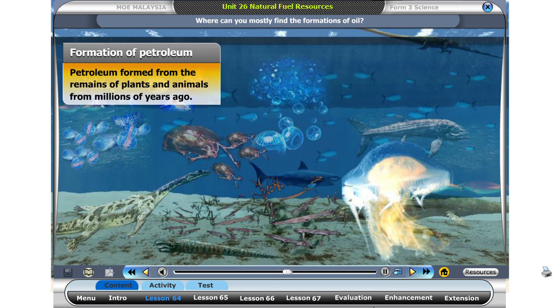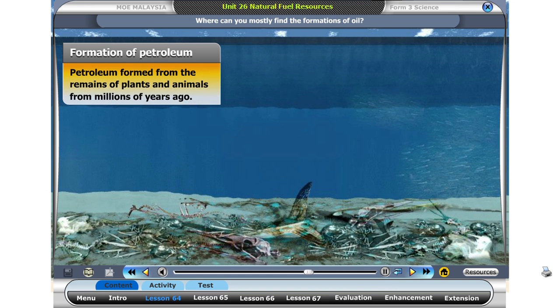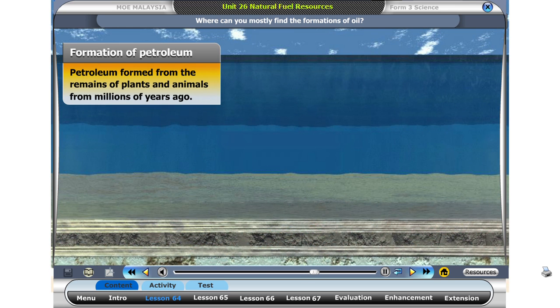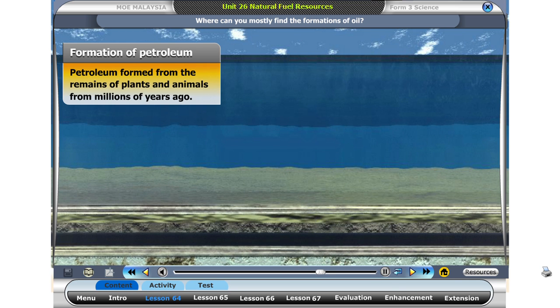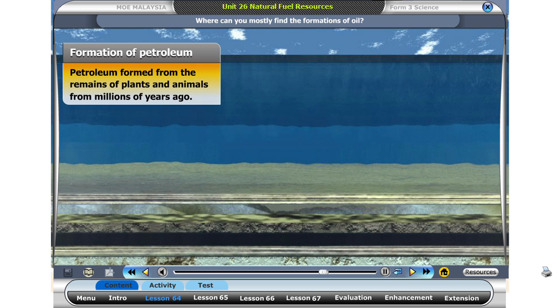Now, let's observe how petroleum and natural gas are formed. Petroleum and natural gas are formed from organisms that lived in the sea millions of years ago. When they die, their remains settle to the bottom of the sea where they are covered by sediment. High temperature and pressure change the dead organisms into petroleum and natural gas.